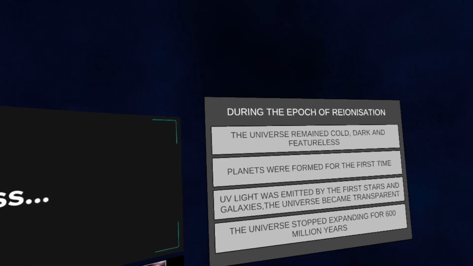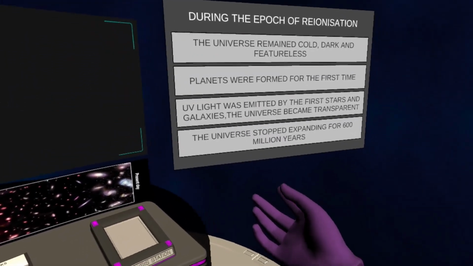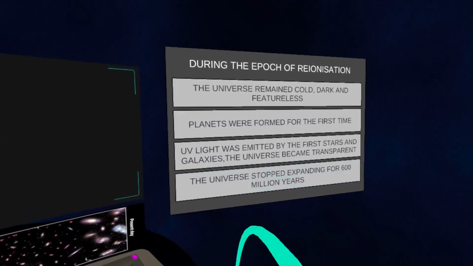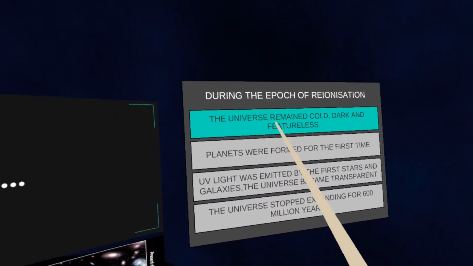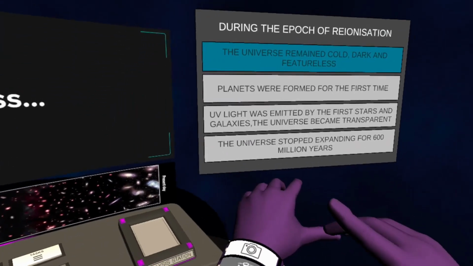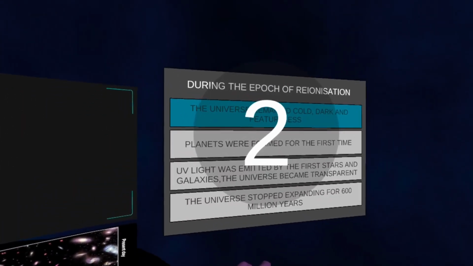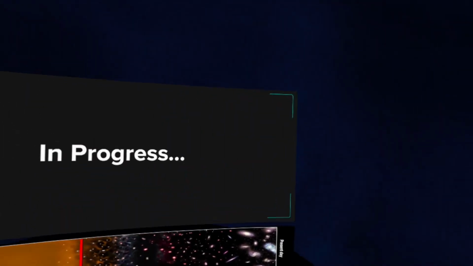Okay, so the user will then get 4 options to answer this. They can use the side trigger to bring up the controller, then they use the pointer and the front trigger to select. So in this case, I'm just going to choose something random. Once they've made that choice, they then take a snapshot of it. Woohoo!